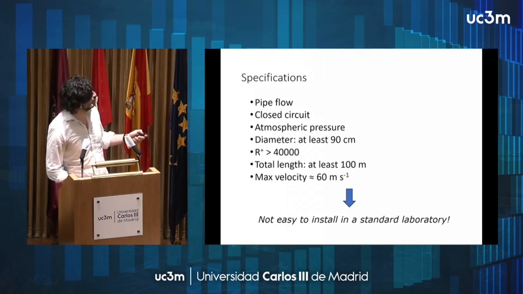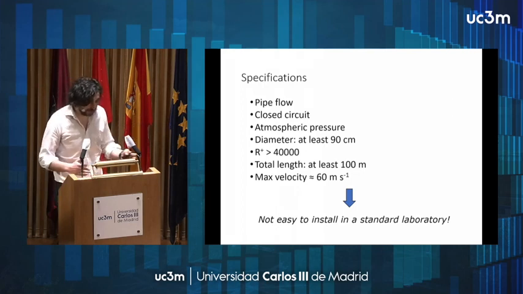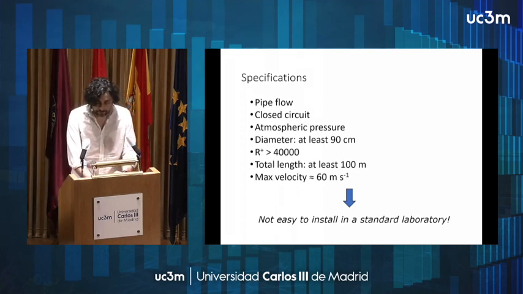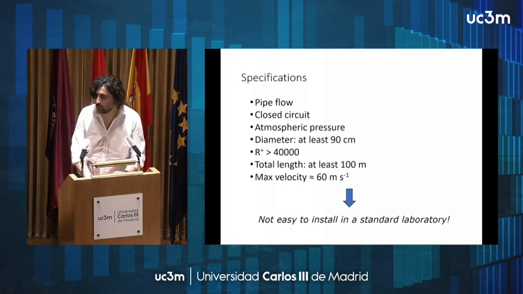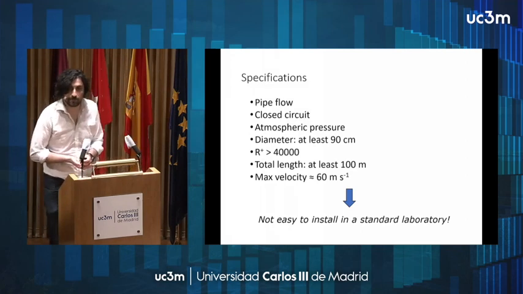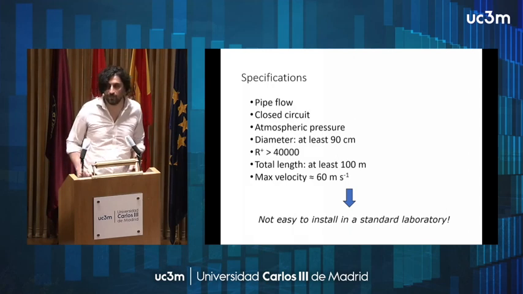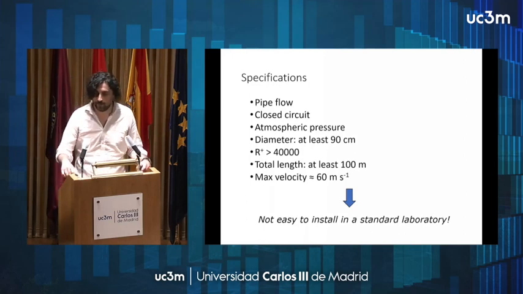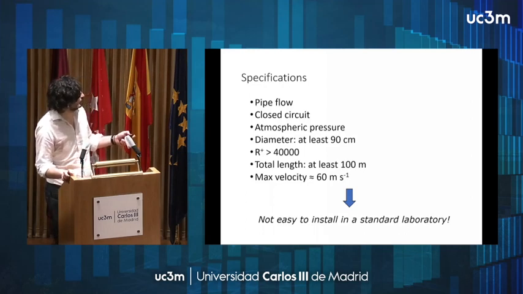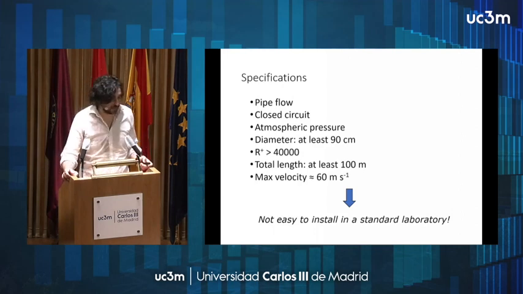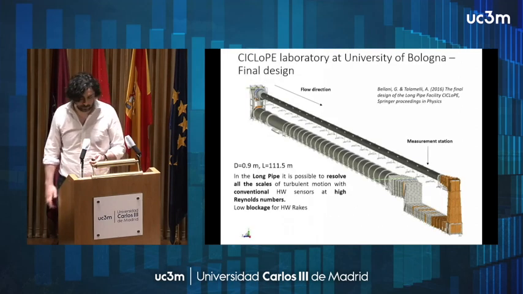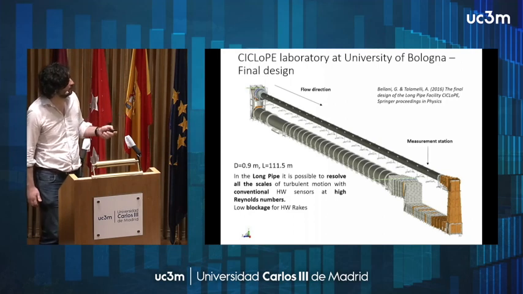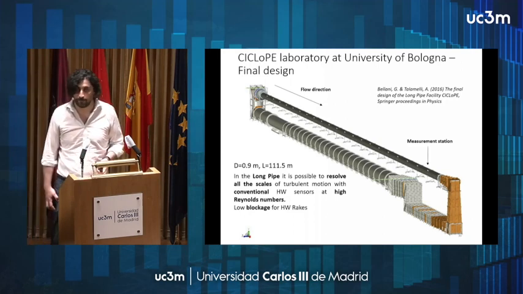Okay, so the special facility needs a special location. So these are the features basically of a facility that must satisfy if you want to accurately measure a high Reynolds number. And that's the reason why there are not so many facilities of this kind. So we need to have, let's say we've chosen a pipe flow, we need a closed circuit because we want to have controlled conditions, and we must have a diameter of at least 90 centimeters and a total length of 100 meters.